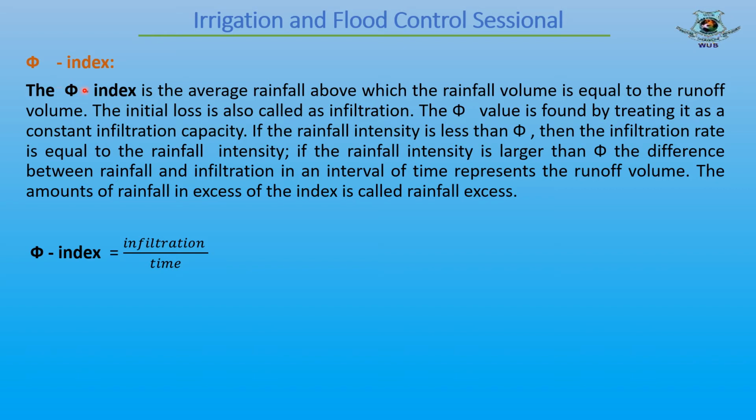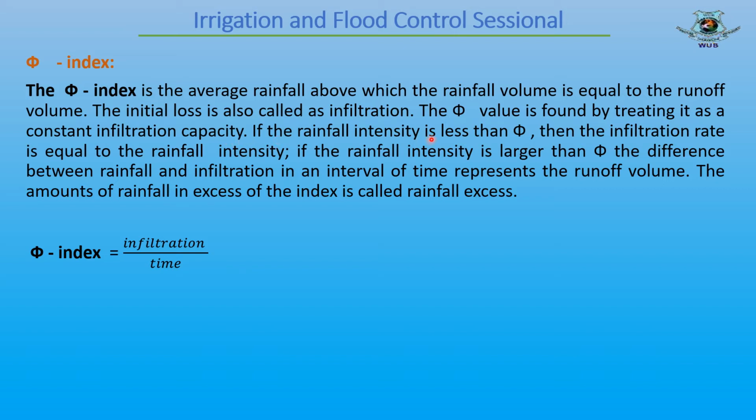Phi index. The phi index is the average rainfall above which the rainfall volume is equal to the runoff volume. That means the phi index indicates the infiltration, and above the infiltration, the rest of the volume is ready to run off. The initial loss is also called infiltration, which is due to heat absorption in wind and in soil. The phi value is found by treating it as a constant infiltration capacity. So we can say the phi index will be the average infiltration rate.